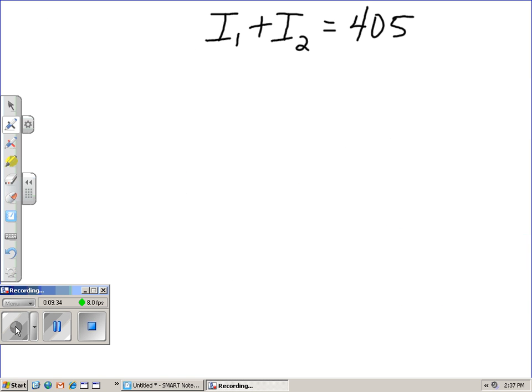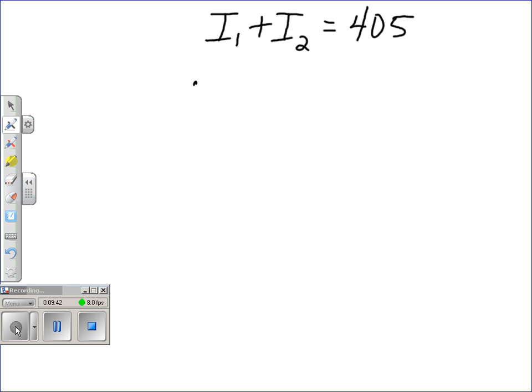The interest earned by account 1 plus the interest earned by account 2 equals $405. Now, we just decided that the interest earned by account 1 is the same thing as 0.05 times the amount put into account 1. And the interest earned by account 2 is the same thing as 7% of the amount put into account 2. They're two different accounts, so we use two different variables, x and y. And that has to equal 405.